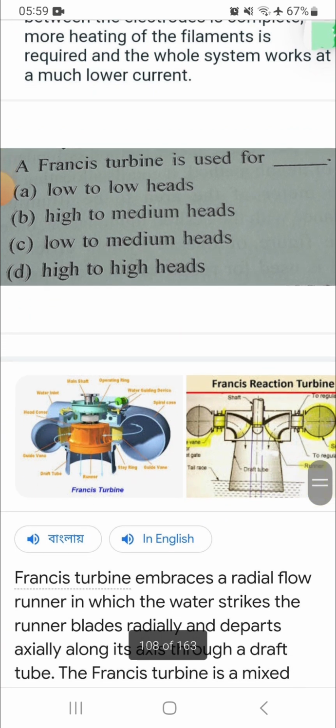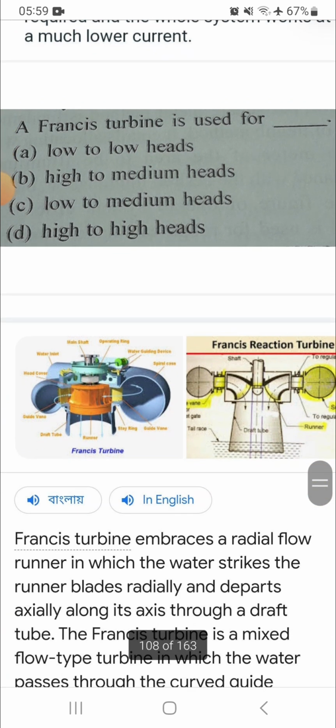A Francis turbine is used for? Why is the Francis turbine used? That is option C, low to medium heads. Option C, low to medium heads, is the right answer.